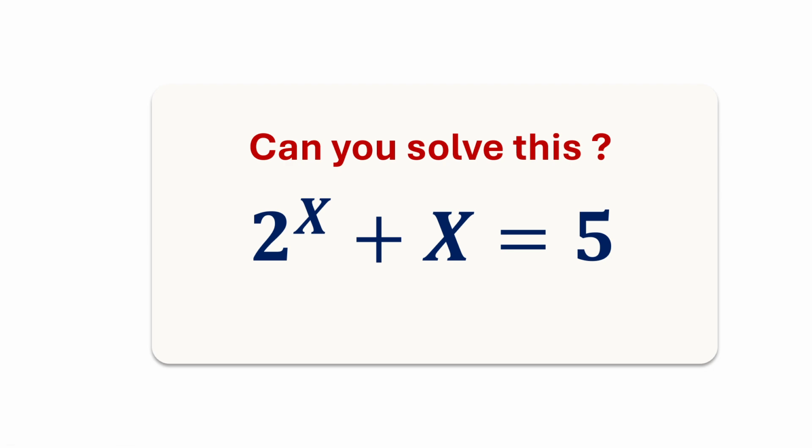Hey there, can you solve this simple question? So, yes, it's simple, right? But trust me, the solution is not as simple as you may imagine. The equation is 2^x + x = 5. And we are going to solve this with AI.